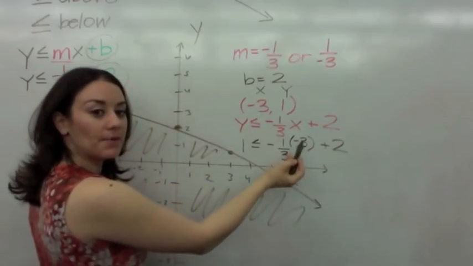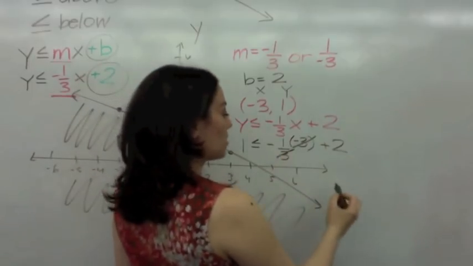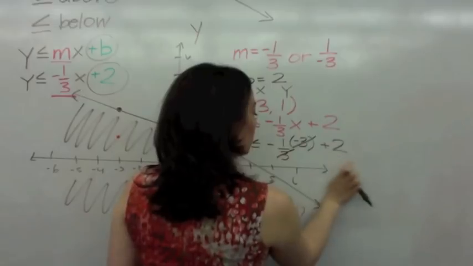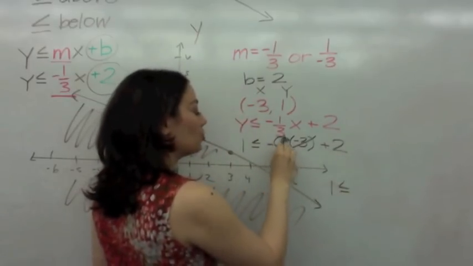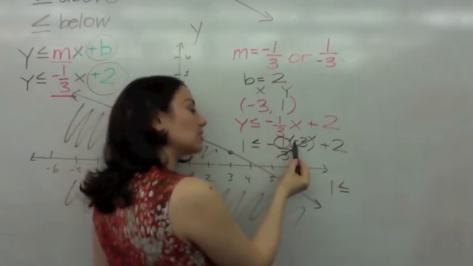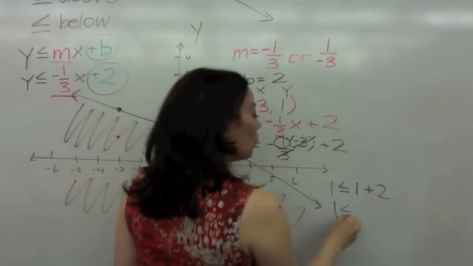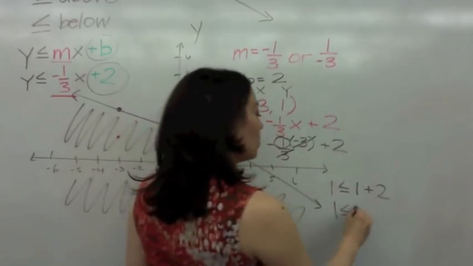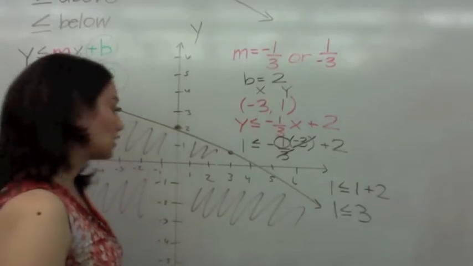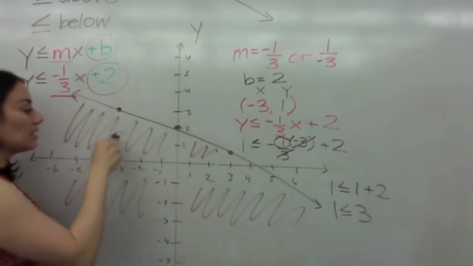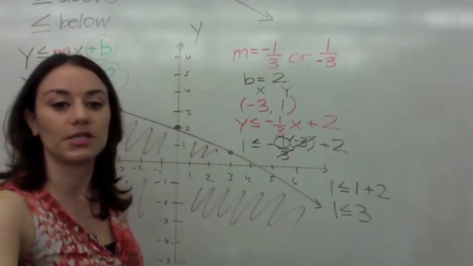What happens to these 3's? They cancel out. So I am left with 1 is less than or equal to, what is left? Just 1, because negative times negative is positive. 1 plus 2. So is 1 less than 1 plus 2? What is 1 plus 2? 3. Is 3 greater than 1? Yes. So this point is a solution. Any point you choose under the line will be a solution to this inequality.